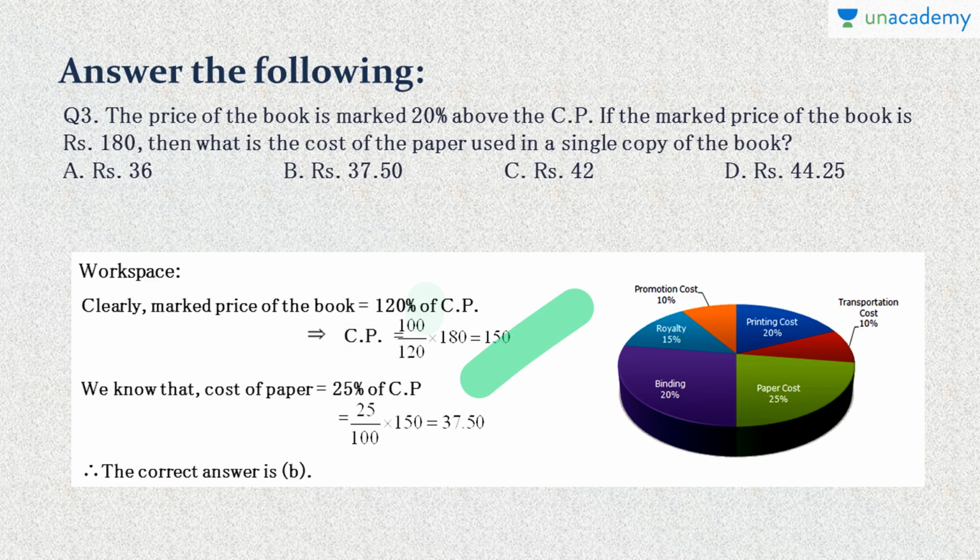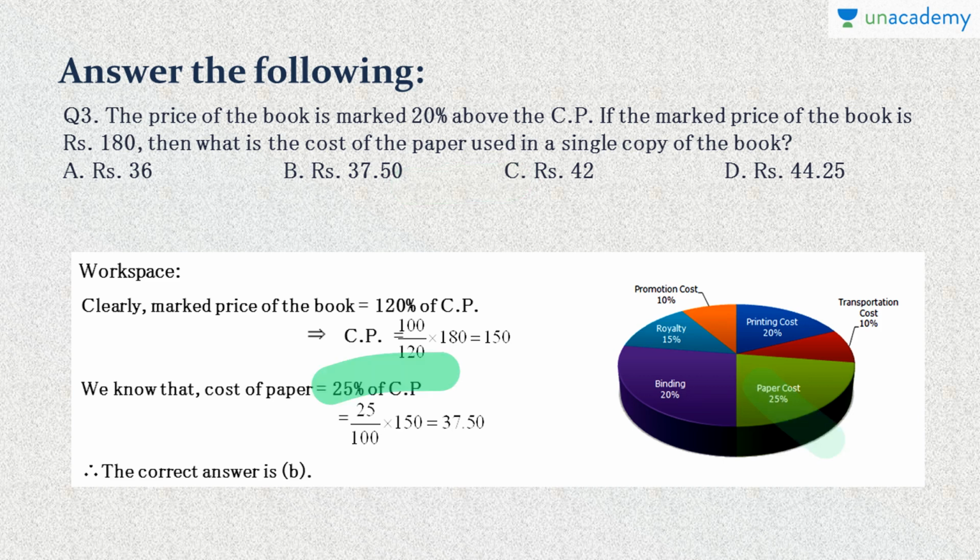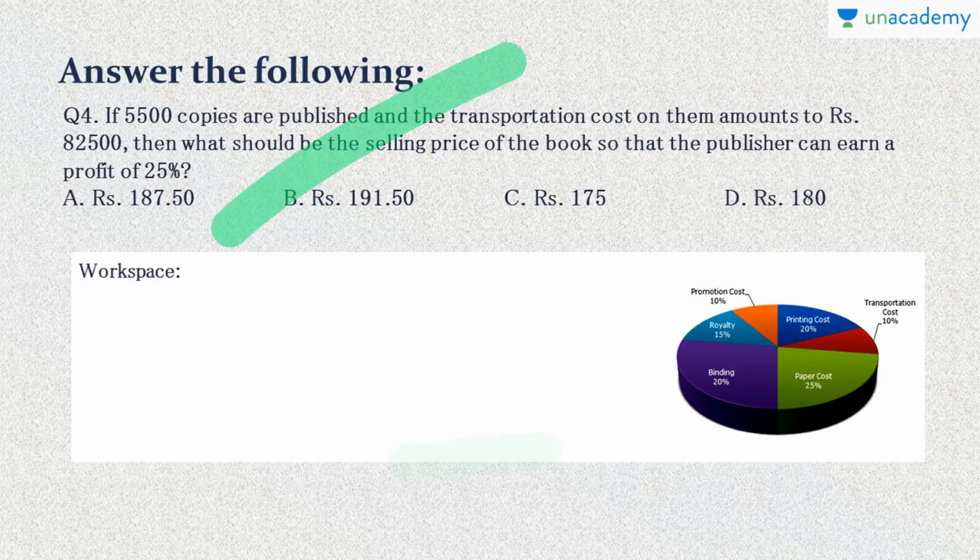Once I have the cost price, it becomes very easy. Now I can check from the graph that the paper used, the cost was 25% of the total cost. So I can take 25% of the cost price, which we have just now found out to be 150. And I'll get my answer, that is 37.50. Option B.